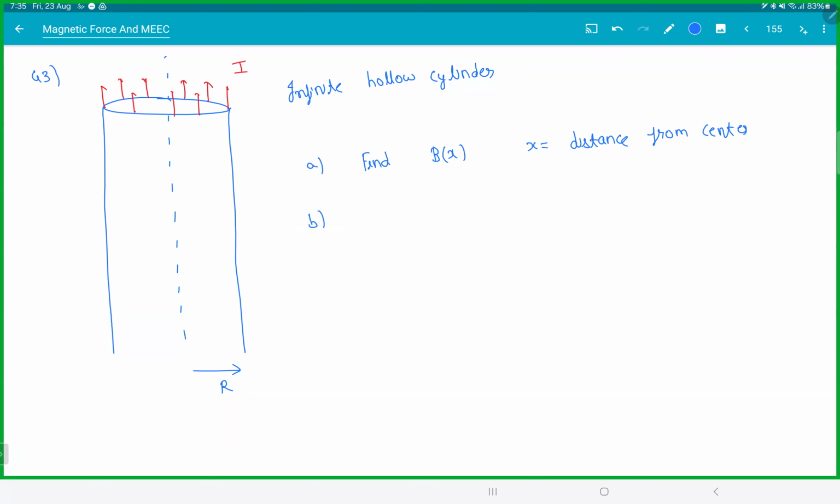Second thing, if there's a magnetic field on this, there'll be a pressure on the surface. Find the magnetic pressure on the surface. Remember electrostatic field pressure, we'll have magnetic field pressure. That means this container is either trying to compress or expand.